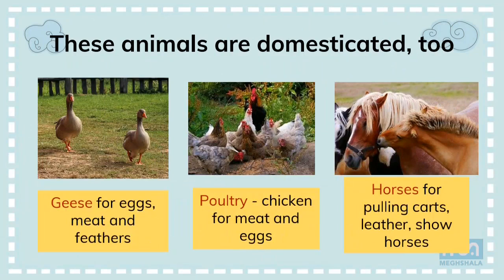And these animals are domesticated too. That is, geese, the birds, for eggs, meat, and feathers, and poultry, chicken, for meat and eggs, and horses. They are also domesticated for pulling carts, for leather, and as show horses. In olden days, people used to show their horses as a symbol of pride and wealth.